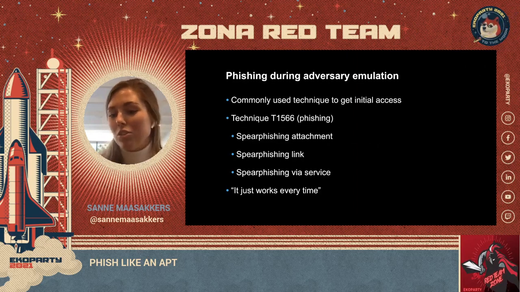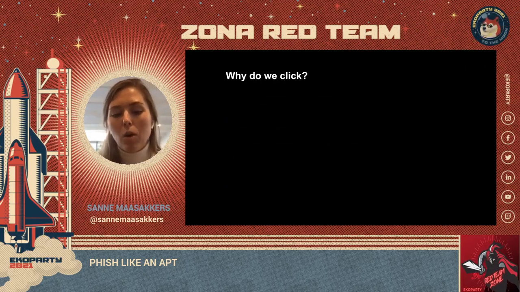And why do we still send these emails during adversary emulations, and why do cyber criminals send them? It's because it just works every time. It's still seen because it's still sent by cyber criminals, and we still use it during adversary emulations and red teams because we know that if we send an email, someone clicks. And there are different reasons why someone clicks. So why do we actually click? I think this is relevant information to know why it's still effective, and what we can do to keep it as effective as it is now.